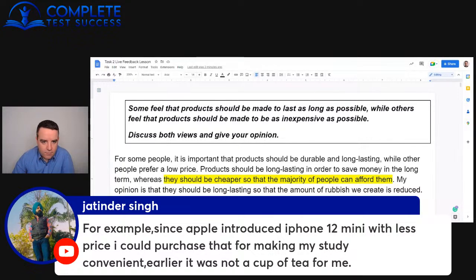Okay, Jatinder, for example, "since Apple introduced iPhone 12 mini with a lower price, I could purchase that for making my study convenient. Earlier, it was not a cup of tea for me." Not a cup of tea is an idiom, and you should avoid idioms in your answer, but the idea is good. If you could make the example about a group of people rather than just yourself, that would improve it also.